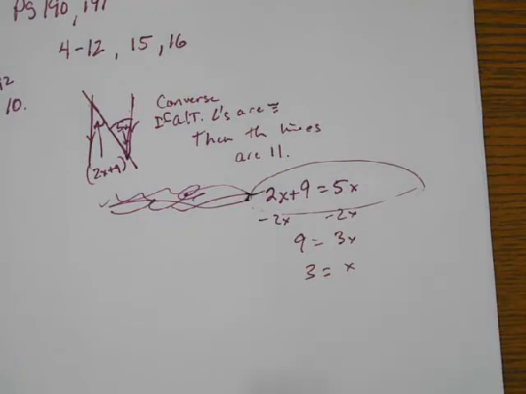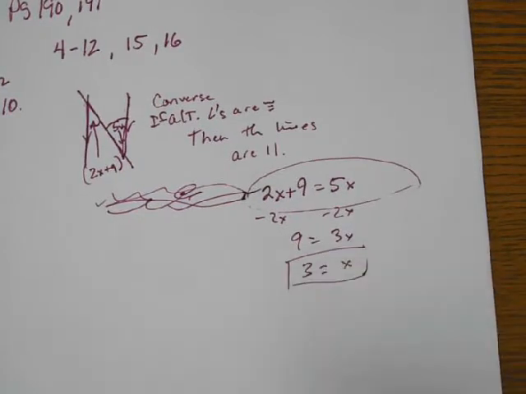So the question says, what value of x makes the vertical parts of the letter N parallel? And the answer is 3. It's that simple. That's all you have to do for number 10.